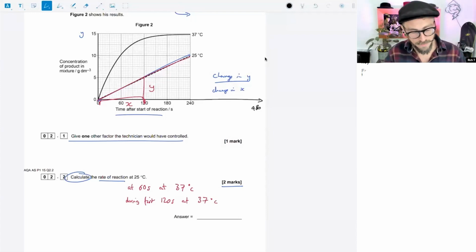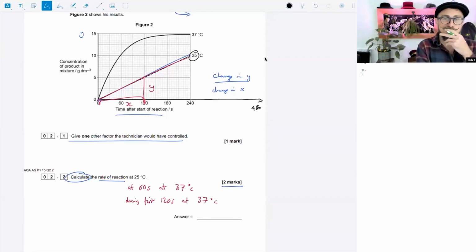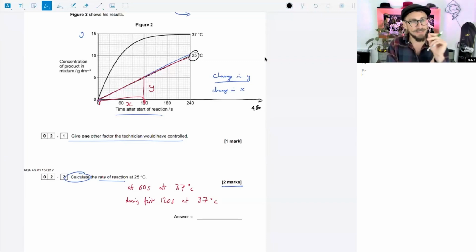So predict what happens for this graph at 25 degrees C over the next 240 seconds. And have a think about that. Just look at, there's 2 marks, I would say. If that was a biology question, it's going to be 2 marks. It will eventually plateau. Where will it plateau?